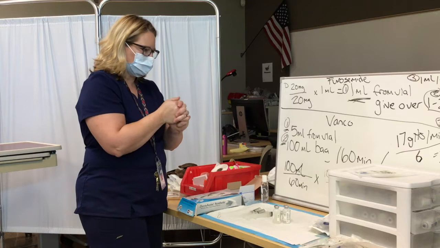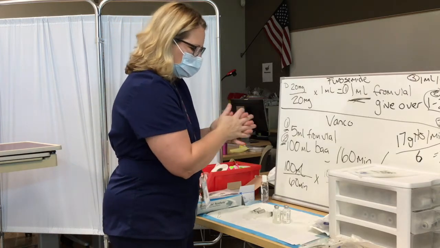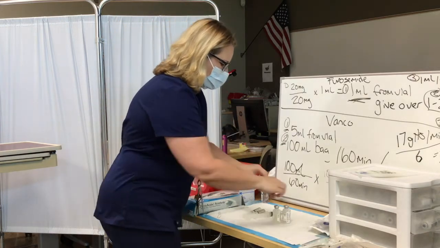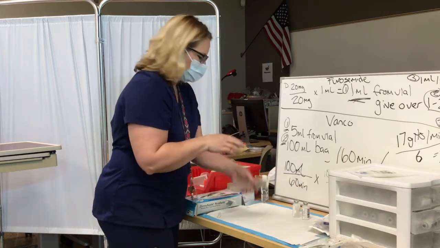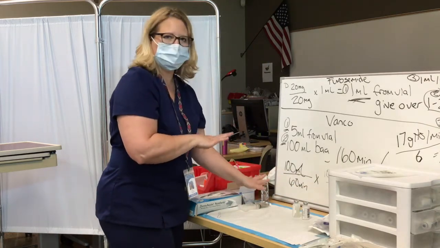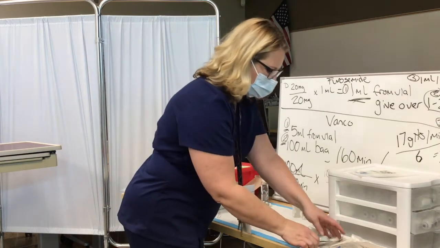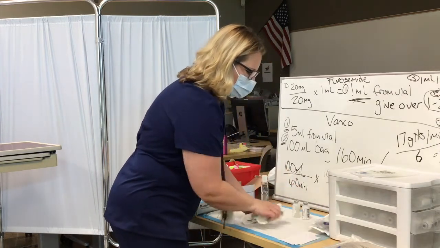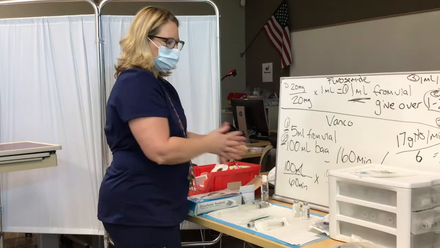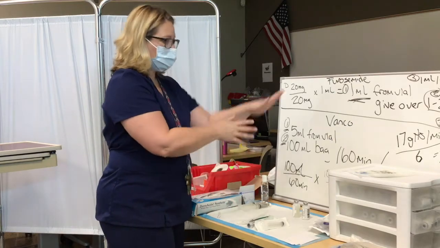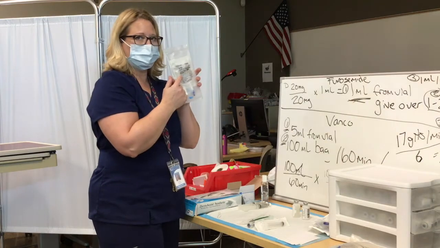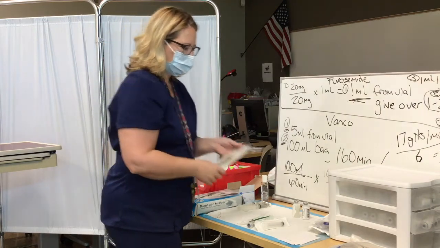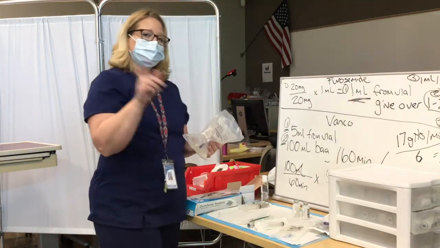So I am hand sanitizing and gathering my equipment here. I have my 2 meds that I'm going to pull up. The flushes are for administering. I'm going to put those off to the side. I'm going to need to pull up these meds into a syringe and pull them out and get them all mixed up. I know I'm going to need this 100 milliliter bag. And this is a saline lock.